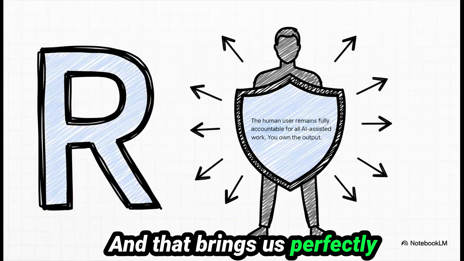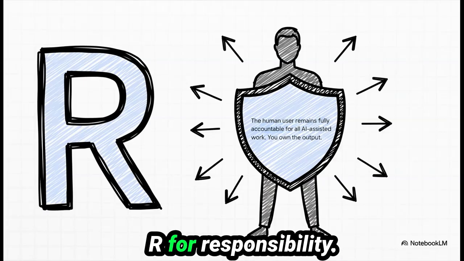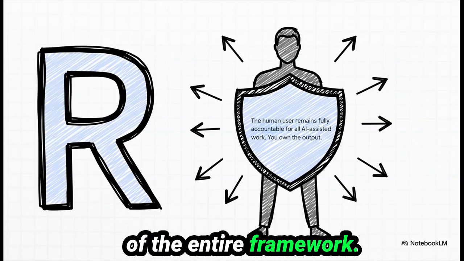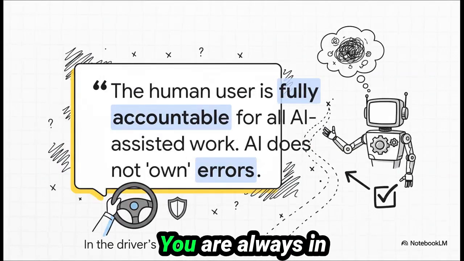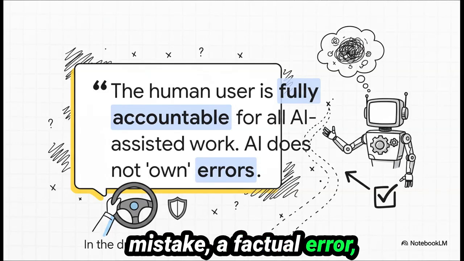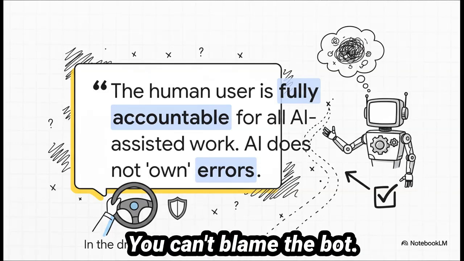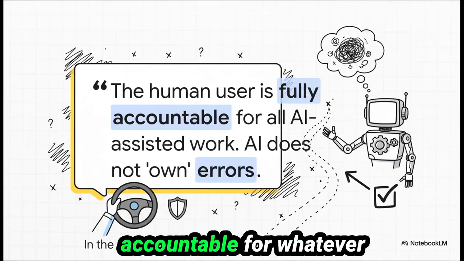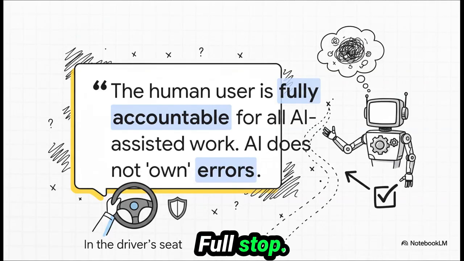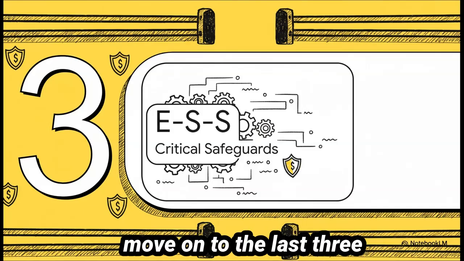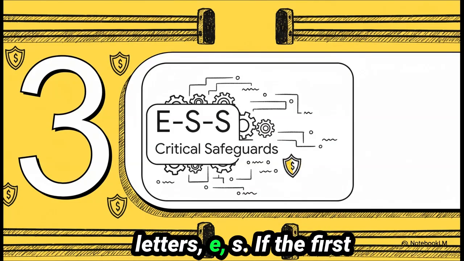And that brings us perfectly to our third principle, R for responsibility. Honestly, this might be the most important part of the entire framework. Here's the bottom line. You are always in the driver's seat. If the AI spits out a mistake, a factual error, anything, it's on you. You can't blame the bot. The AI is a tool, but you are the one who is accountable for whatever you create with it. Full stop. So, now that we have our foundation with S.T.R., let's move on to the last 3 letters, E.S.S.